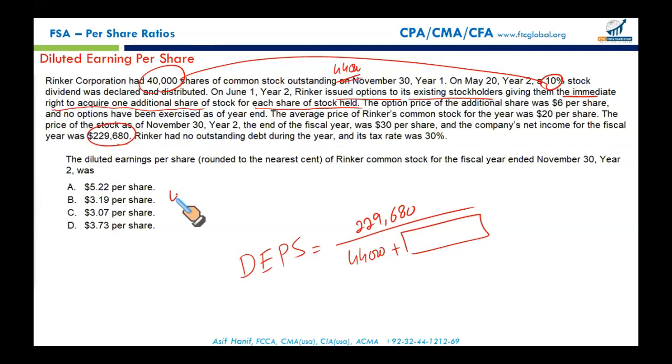of stock held. Anyone who holds one share is given one option. So if you have 44,000 shares outstanding, that means you have issued 44,000 options that give you the right to purchase the stock at a $6 exercise price. The option price of the additional share was $6 per share. How options are used, we will discuss in your section B, corporate finance. What options are, call and put options, they are all coming. Option exercise price is $6 per share.